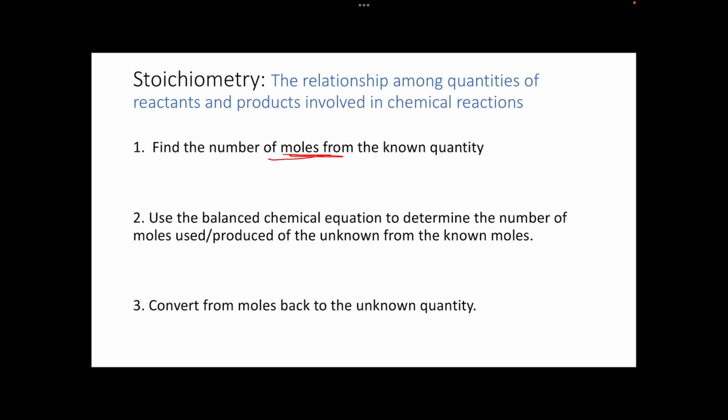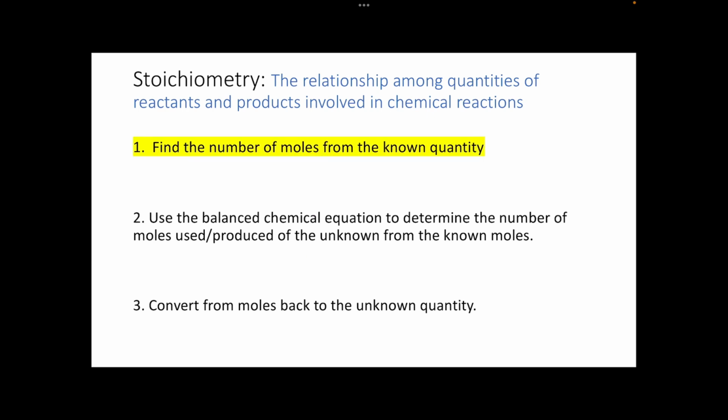Step number 2 is to use the balanced chemical equation to determine the number of moles used and produced from the unknown from the known. So this is where we use our mole ratio right here. And then lastly, we just convert that back into whatever quantity you want to know, whether it's molecules, grams, or liters. Every once in a while, you might just need to know the moles, and so then you wouldn't have to do step 3.